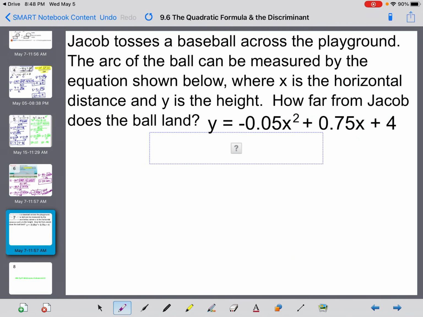All right, last one for today, and I'm going to have you try this one on your own and then come back and just check your work with mine. Jacob tosses a baseball across the playground. The arc of the ball can be measured by the equation shown below, where x is the horizontal distance and y is the height. How far from Jacob does the ball land? So just like yesterday, you're using this as your a term, this is your b term, and this is your c. Plug it into that quadratic function and choose which of the two solutions is reasonable and makes the most sense. Okay, so here's a place that you should pause it, work this problem out on your own, and then come back and follow along and see if your work matches mine.